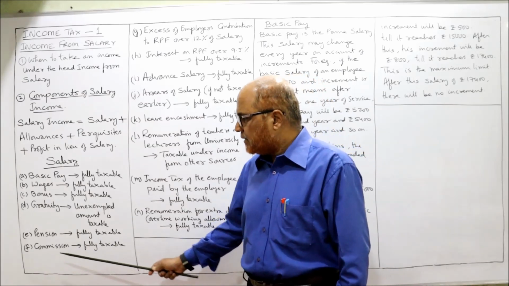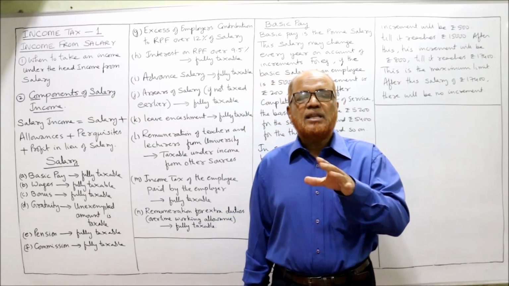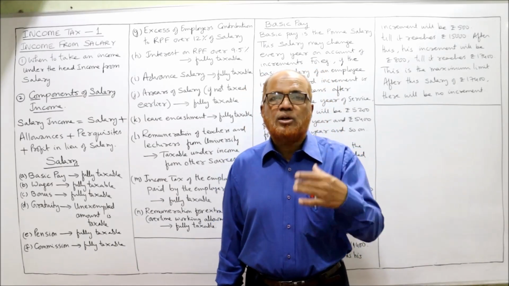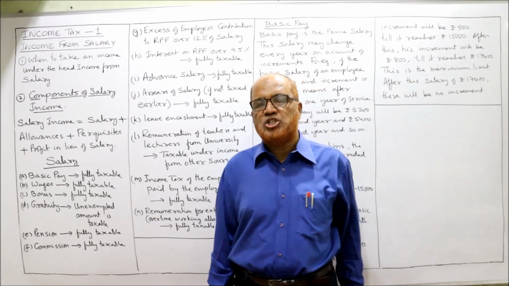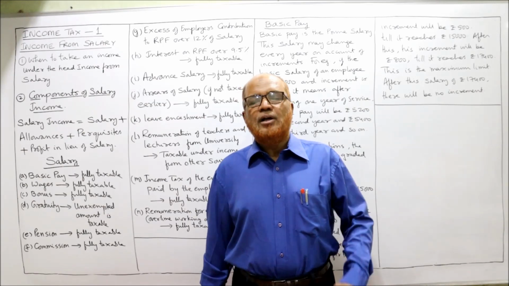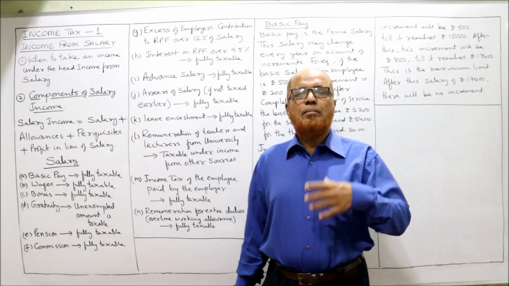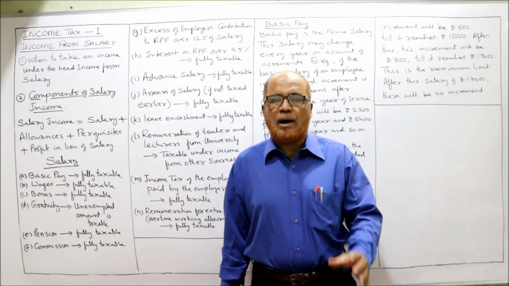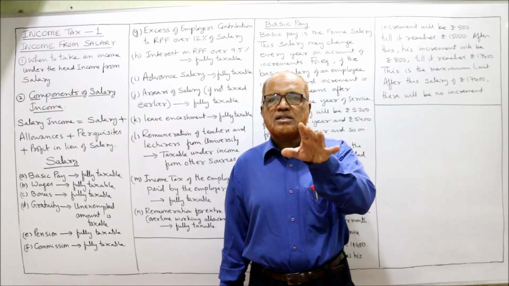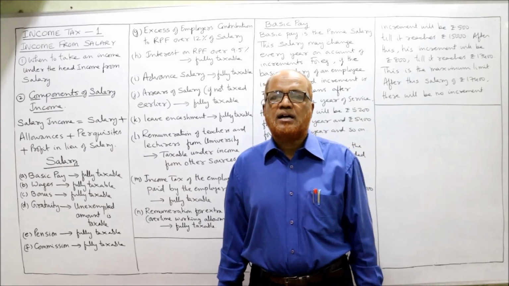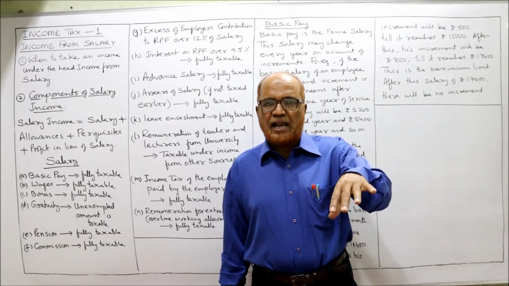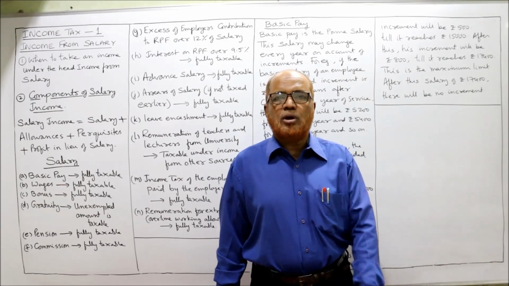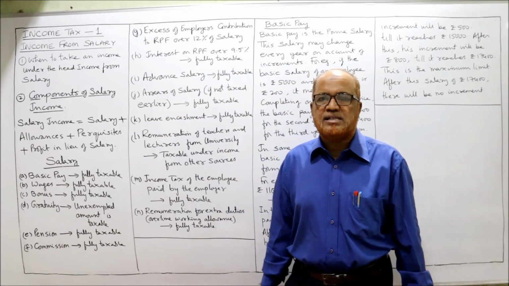Fully taxable. Then commission. Sometimes the employer will pay commission to the employee apart from salary. For example, a marketing manager is there in the company. The employer says, we will give you monthly 50,000 rupees salary. Apart from that, we'll give you 1% commission on sales conducted by you. So the employee is getting the salary and also is getting the commission. The commission is also taxable under the head salary.